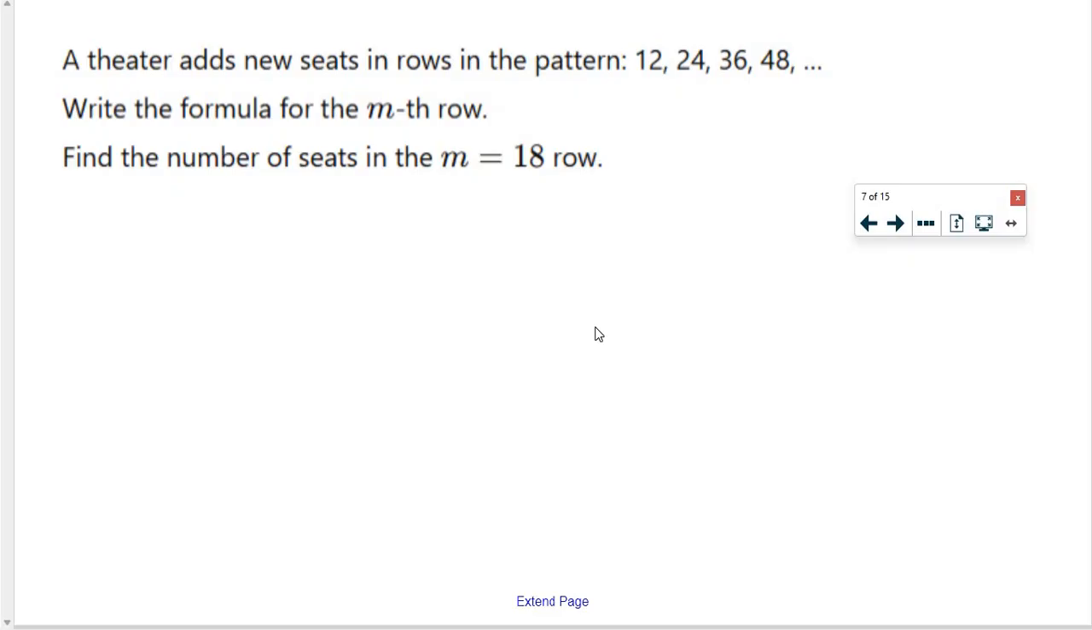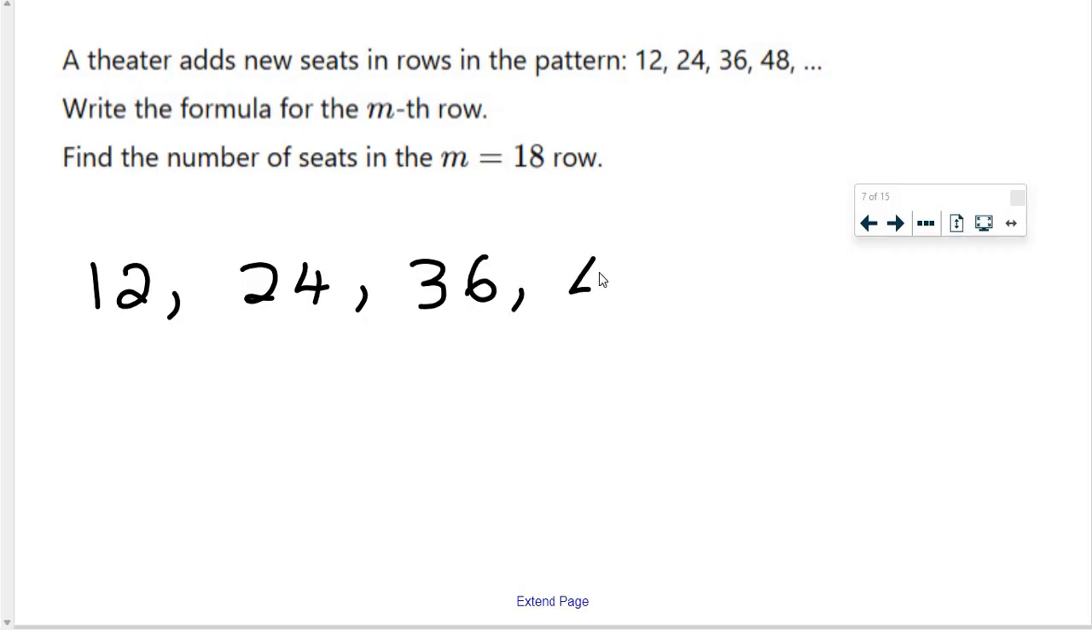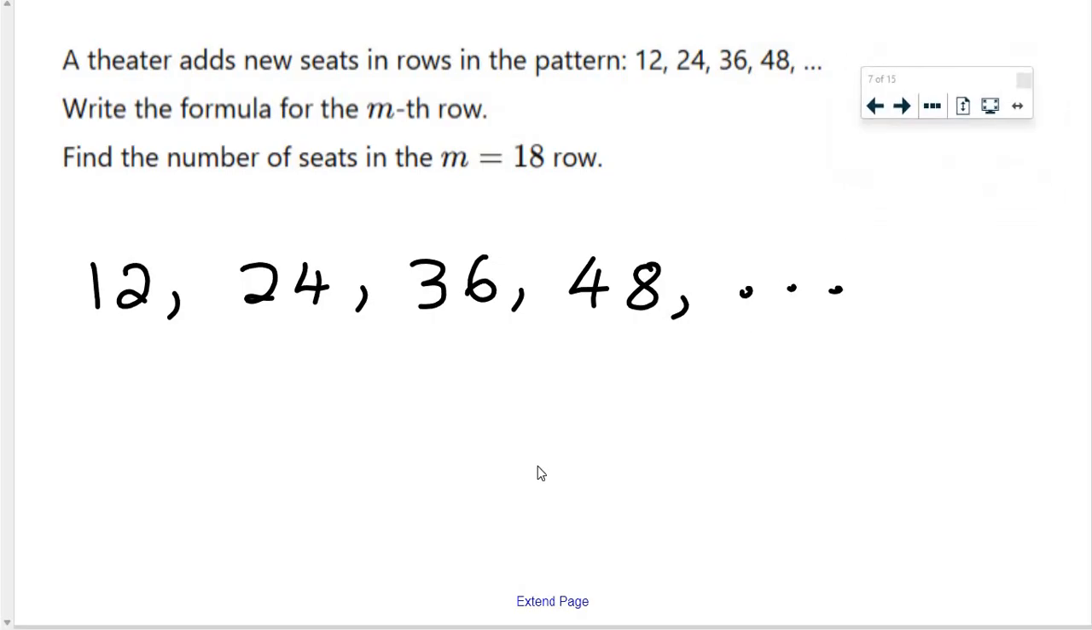A theater adds new seats in rows in the pattern 12, 24, 36, 48, and so on. Perfect. Now the question is, write the formula for the mth row. The first question, write the formula. In other words, write the expression.